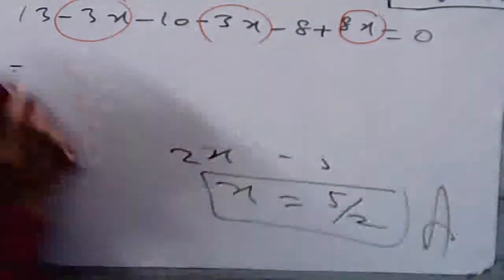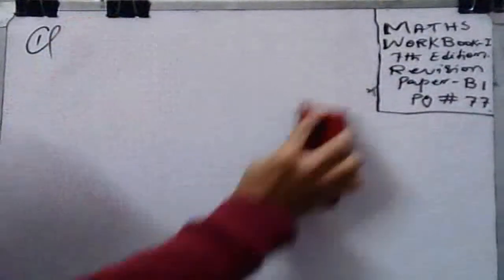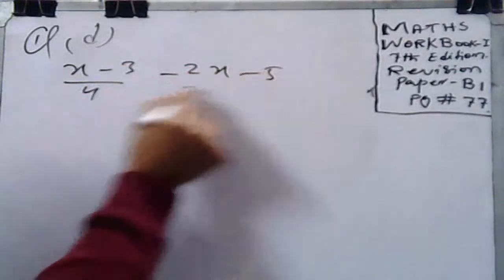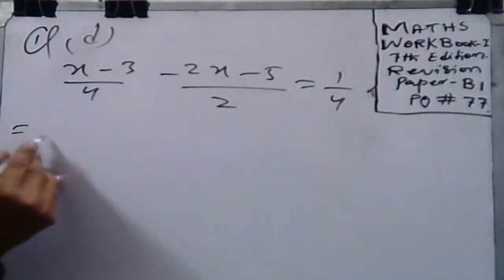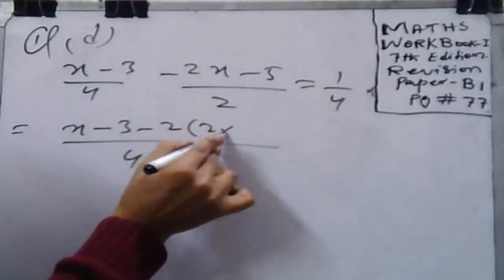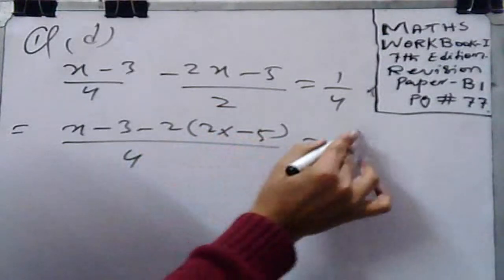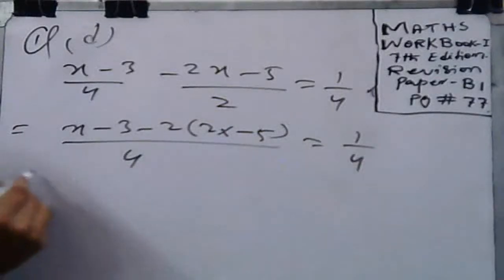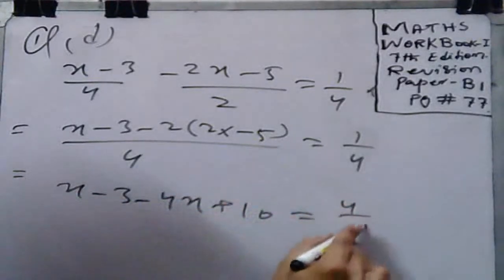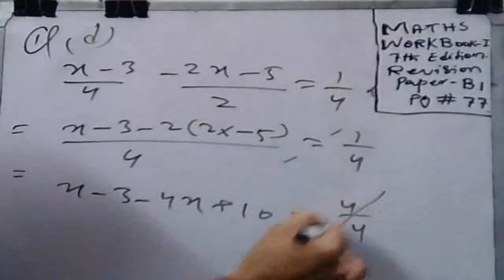Now coming to the D portion, the value of t, how can we solve? Actually x minus 3 divided by 4 minus 2x minus 5 divided by 4 is equal to 1 by 4. Okay, we have to find its LCM, that is 4 is the LCM. So x minus 3 minus 2 into 2x minus 5, by taking the LCM you will get this one. So after simplification you will get x minus 3 minus 4x plus 10 is equal to 4 by 4, and by using cross multiplication it will give you 1.